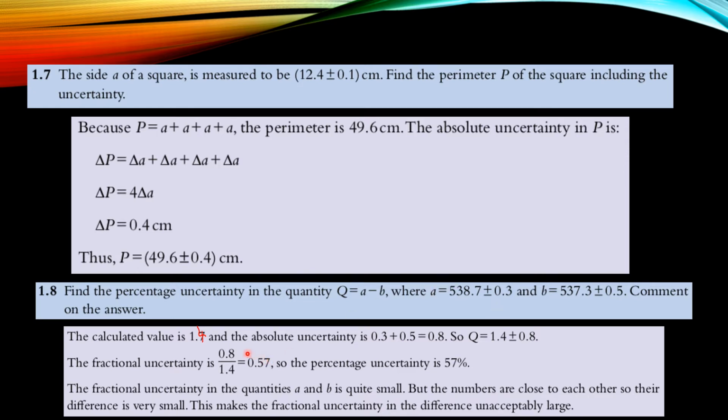The calculated value is 1.4, so that minus that must be 1.4. The absolute uncertainty is 0.8, so Q is 1.4 plus or minus 0.8. The fractional uncertainty becomes 57%. Now 0.3 is a tiny, teeny weeny fraction of A, and 0.5 is a similarly minuscule fraction of B, but the quantity A minus B has a really large percentage uncertainty.